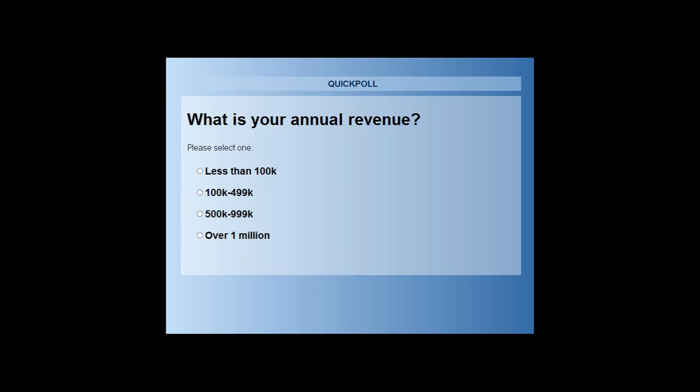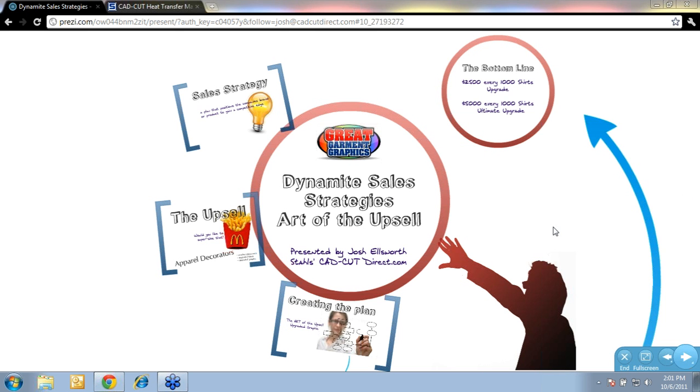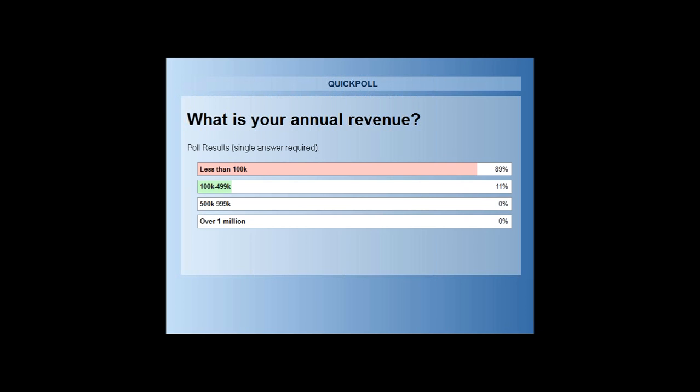I imagine most will fall under the 100,000 mark, because we do cater to a lot of smaller shops, but I'm just interested to see if that is the majority of our audience. Okay, 71% of you have voted. Give it a couple more seconds. And I'm going to close that and share the results, which are no surprise. So 89% are less than 100,000 per year, and 11% have crossed the $100,000 threshold and fall into that second category.